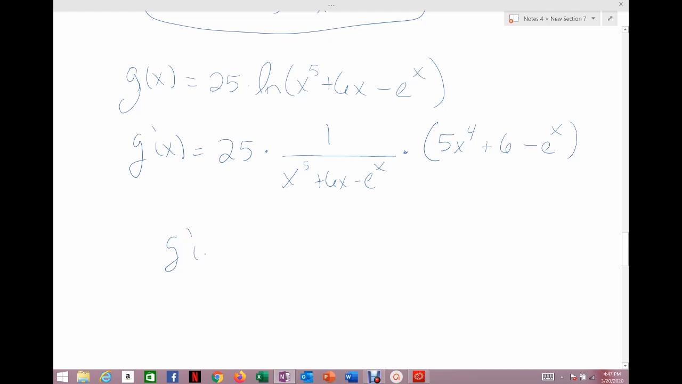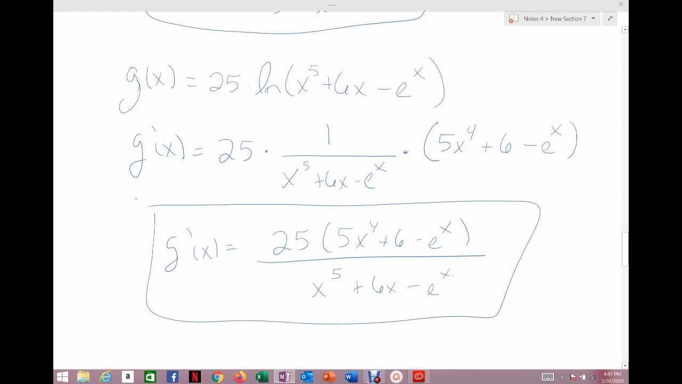And then we usually write it as a single fraction. Up top I'm just going to write 25 times that, 5x to the 4th plus 6 minus e to the x, all over x to the 5th, 6x minus e to the x, and nothing reduces. Don't cancel anything out, leave it exactly.